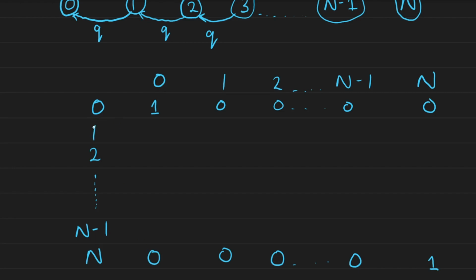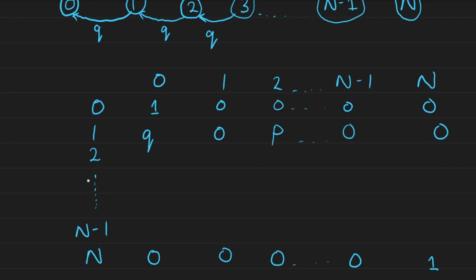Now we can look at being in state 1. The probability of going from state 1 to state 0, we set as q. Then we have 0. Then we have the probability of going from state 1 to state 2, and that probability is p. And the rest would be zeros.